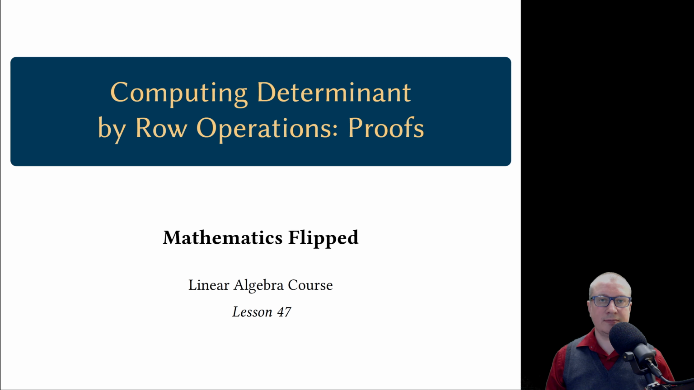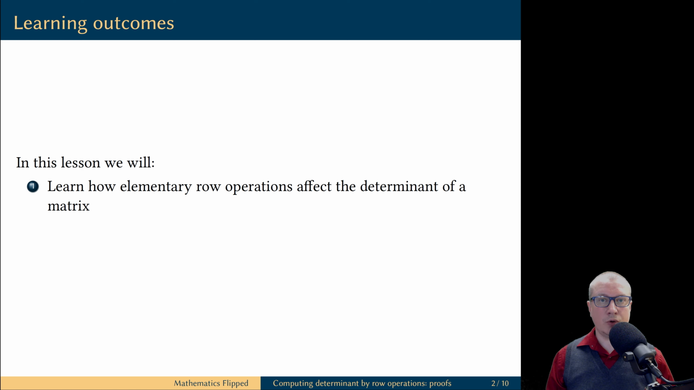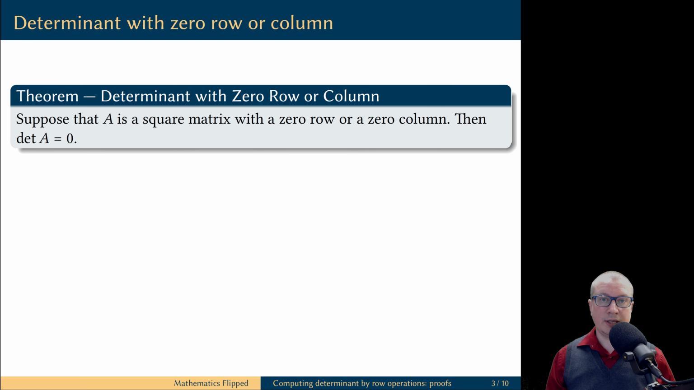In this video we will derive an efficient way to compute determinants using elementary row operations. In this lesson we will lay all the necessary theoretical groundwork for a more efficient approach to computing determinants. We will learn how elementary row operations affect the determinant of a matrix. Let's get started. First, let's prove that if a square matrix has a 0 row or a 0 column, then its determinant is equal to 0.